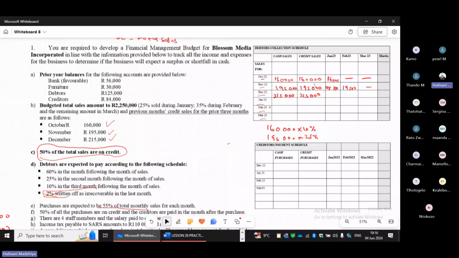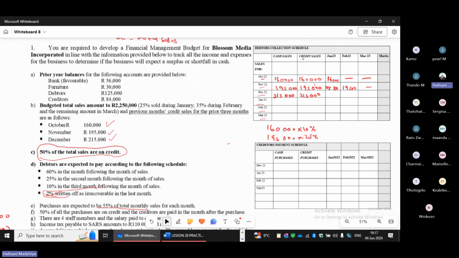So here's a hint in terms of your assessment. On your assessment, the cash sales and the credit sales, you'll have to calculate them. For both months, you'll have to calculate them. They will not be given.